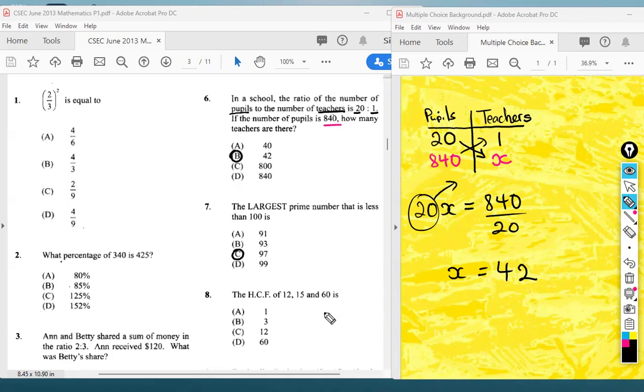And the HCF, a primary school question. Well, what was the answer for? They didn't ask for LCM. A lot of people mistake this for LCM. The highest common factor is 3. 3 could go into 12 without a remainder. 3 could go into 15 without a remainder. And 3 could go into 60 without a remainder. Right? All right, so let's move on.